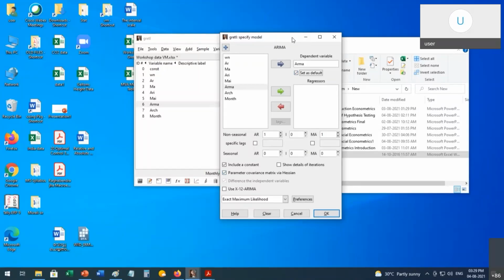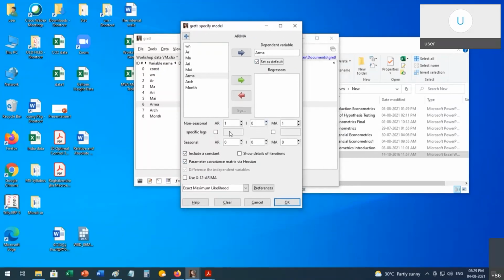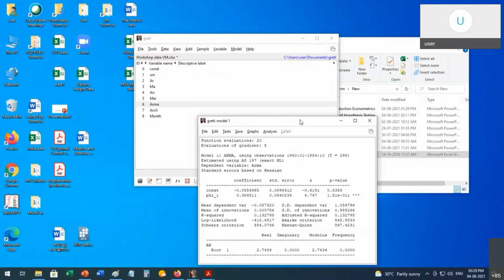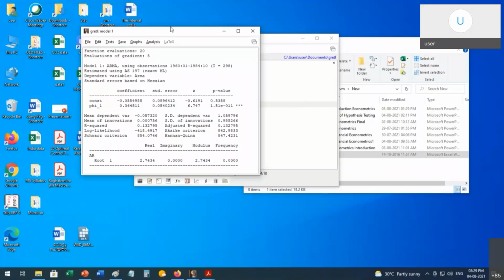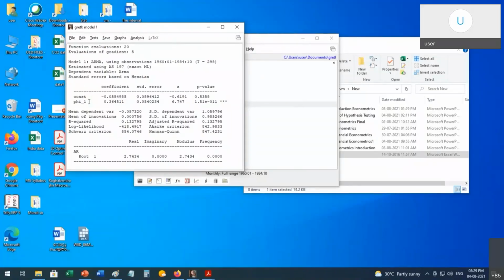So we go back to this one. First, let us model an ARIMA 1, 0, 0 with no seasonal one. So this is an ARIMA 1, 0, 0. Then we have a seasonal 0, 0, 0. So let us click OK. And here we have the result. So this phi 1 is the autocorrelation coefficient, that is the AR1 coefficient, and it is highly significant.